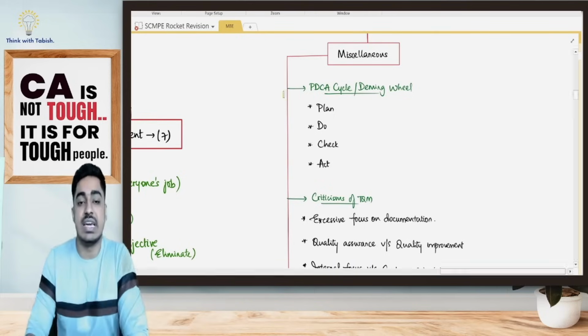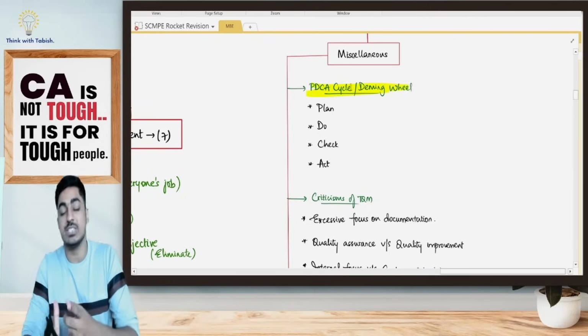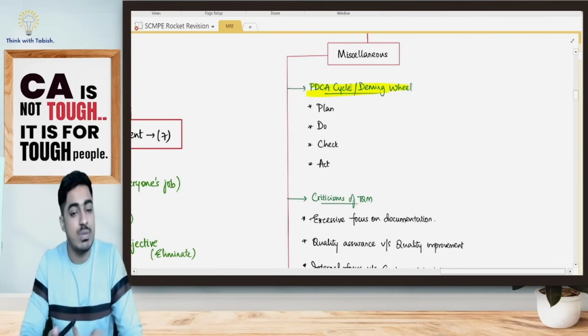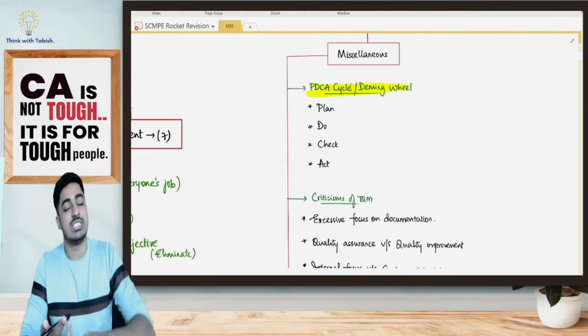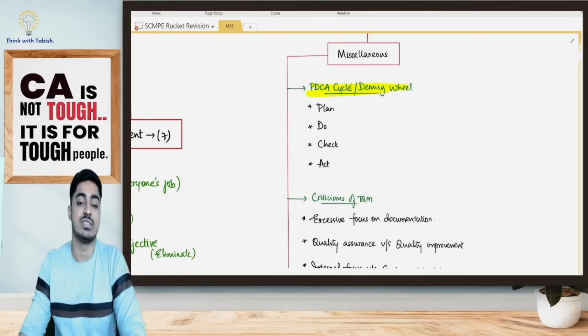Now, miscellaneous areas, we are having PDCA cycle or Deming wheel. Yes, 4 things. PDCA, first plan. Based on that you do, based on that you check if you have achieved or not. Yes, if you have not achieved, act, take corrective actions.